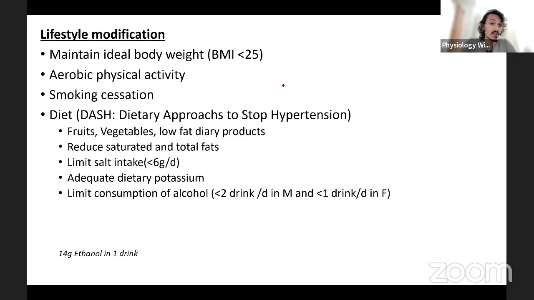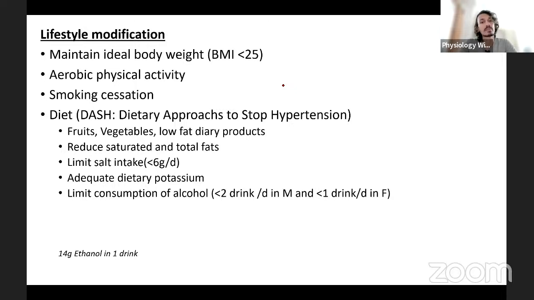For example, 20 minutes of running or jogging 3-4 times a week will be more than enough in that case. Then smoking cessation, because nicotine has variable effects on the vascular structure. Diet, what we call DASH, which is dietary approach to stop hypertension. So what you do is fruits, vegetables, low-fat dairy products. You reduce the saturated and total fat. Limit the salt intake, how much? Less than 6 grams per day.